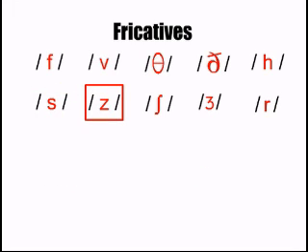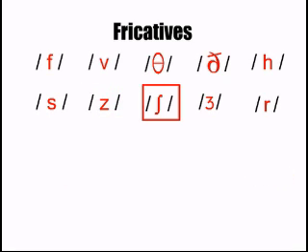Z is the voiced counterpart of s. It occurs initially as in zest, zoo, medially as in reside, result, and finally as in size, nose, raise. Sh is a voiceless fricative. It occurs initially as in ship, she, medially as in mission, ocean, and finally as in push, fish.